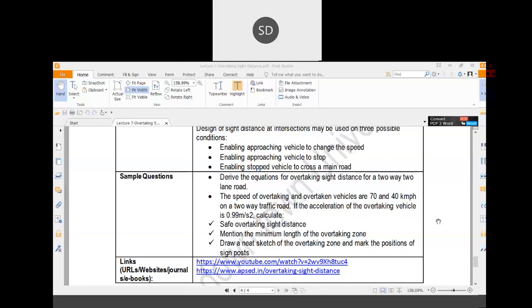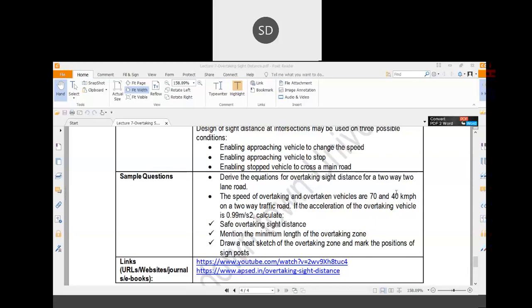Now the safe overtaking sight distance. How can we find out the safe overtaking sight distance? Your safe overtaking sight distance, or OSD, is D1 plus D2 plus D3. Your D1 would be your speed, the 40 kilometer per hour converted into meter per second, multiplied by t. t is the reaction time, that is 2 seconds. After that, plus D2, for which you have to find the formula for S. S is basically 0.7 times the converted 40 kilometer per hour plus 6.